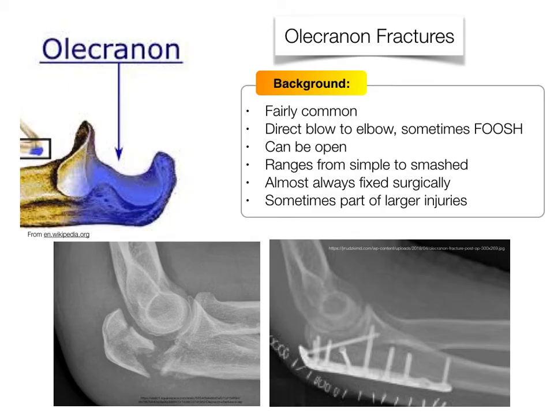Olecranon fractures are also fairly common, and they're a problem because it involves the elbow joint surface and because the triceps muscle pulls the fractured piece away from its normal position. Almost all of these get surgical fixation.